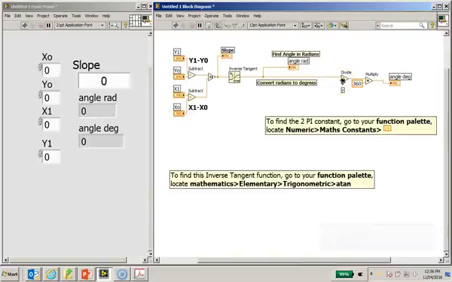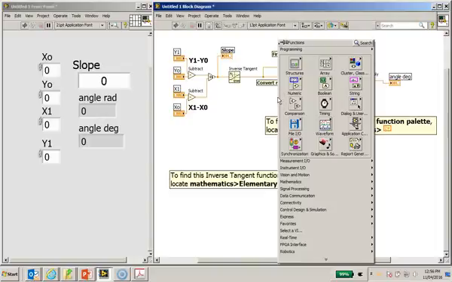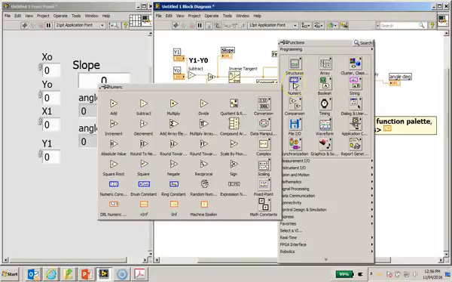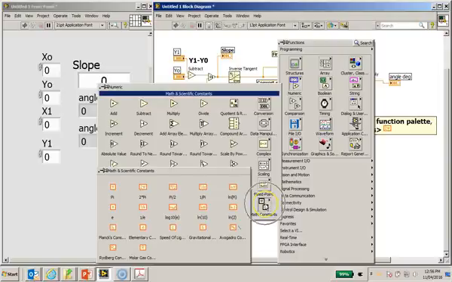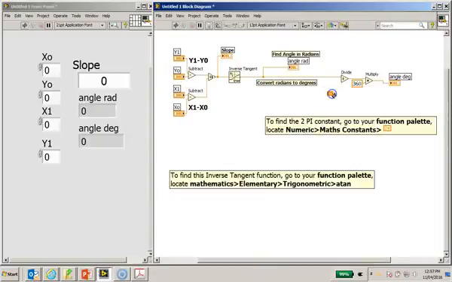Now I need to divide this output with 2 pi. So where do I get this 2 pi function? Well, what I do is I'm going to right click on my function palette, navigate to numeric, go to the maths constant, locate this 2 pi constant over here, click and drop, and I'm going to wire this to the here.